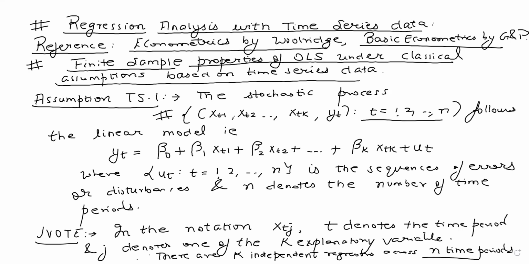Each regressor takes values across n time periods. So students should not get confused with the notation. There are k x's. Each of these x's takes values over n time periods as t goes from 1 to n.